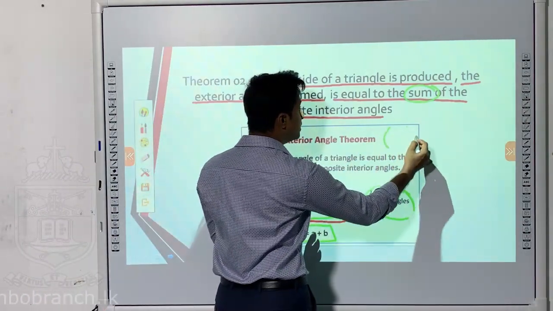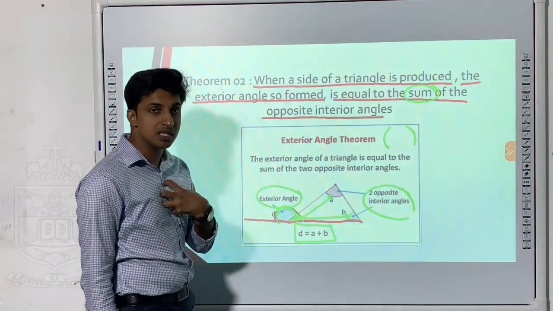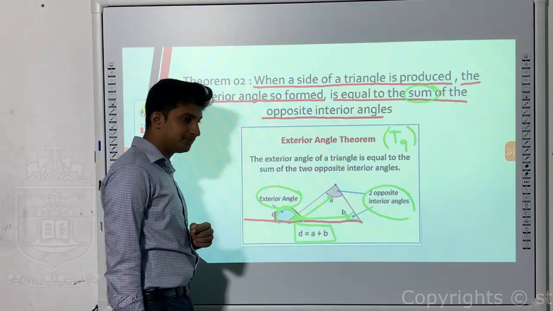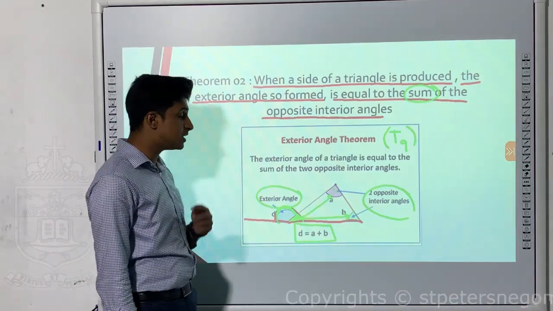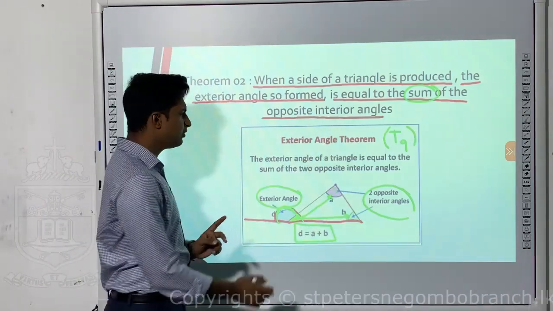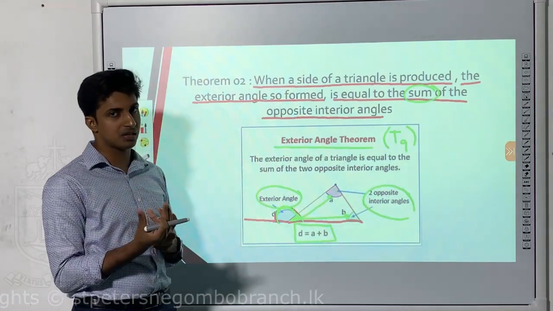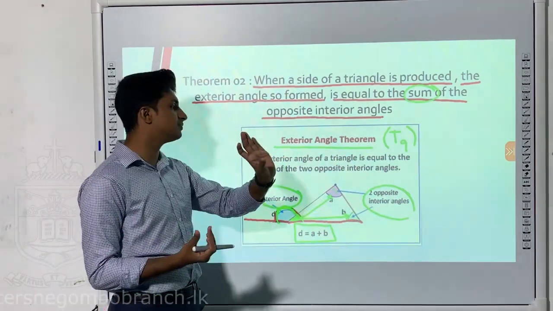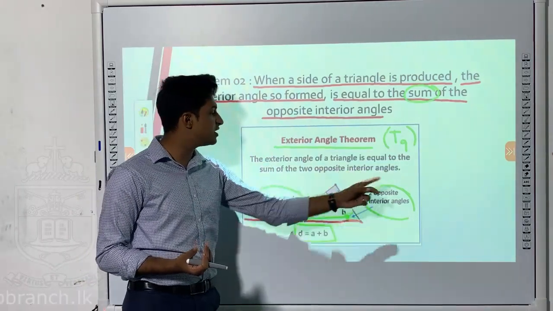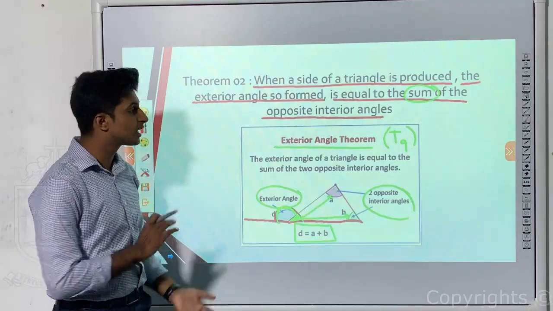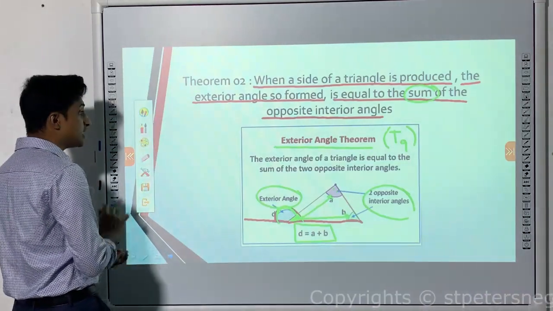In your theorem paper that is given to us in the teacher's guide, this theorem is theorem number 9. We call it the exterior angle theorem, but we don't have a big connection on that. We just need the theorem. The exterior angle of the triangle is equal to the sum of the two opposite interior angles. That's very important.